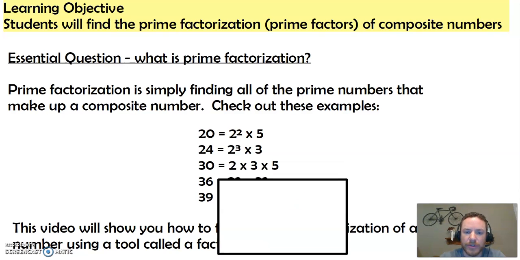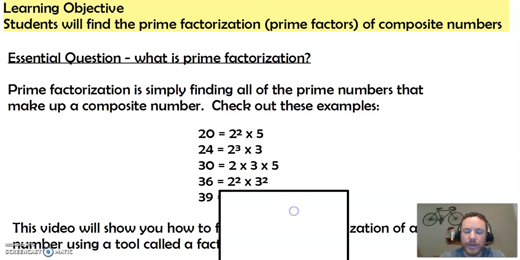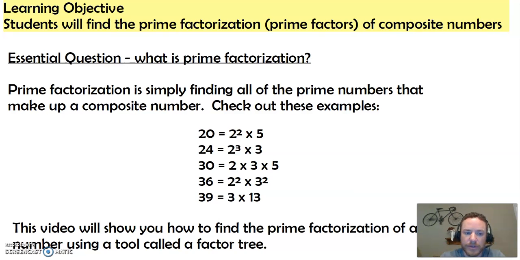30 is 2 times 3, that makes 6, times 5 is 30. 36: 2 squared times 3 squared. 2 squared means 2 times itself, that's 4. 3 squared means 3 times itself, that's 9. 4 times 9 is 36. And 39: 3 times 13.